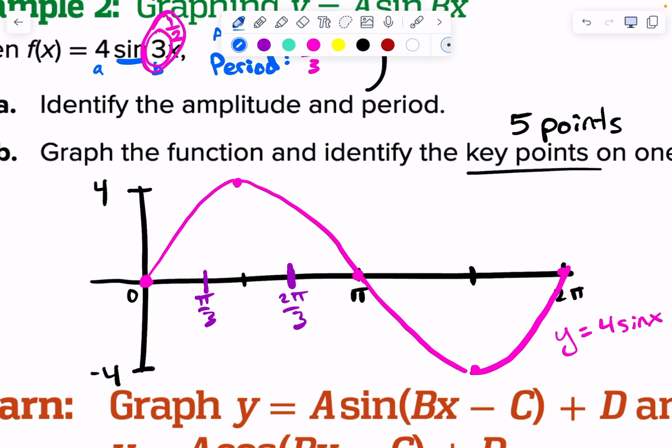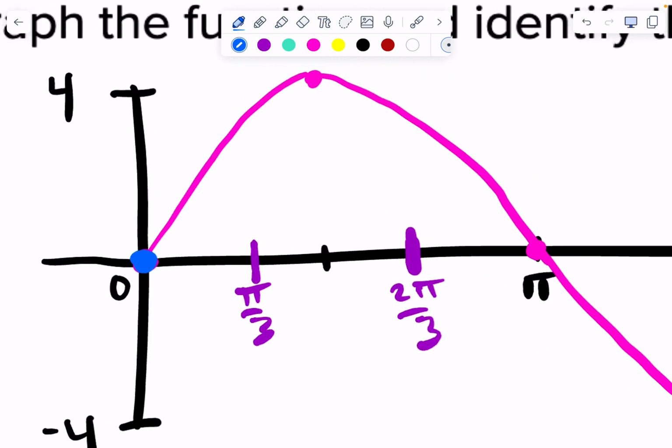3 pi over 3. Okay, go. Will he still start at 0? Yes. Where is he going to be up at 4, really fast, in between there? Then he will go back down to 0 at pi over 3.